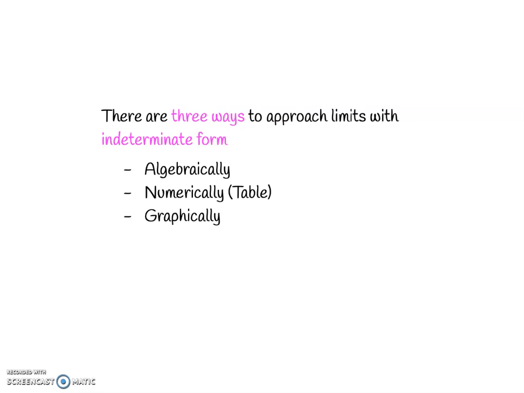Let's look at this function. If you look at the function, you'll notice that 6 is not in the domain of this function because it will give you an undefined number. So, in this case, this particular limit is classified as an indeterminate form. There are 3 ways that you can approach limits with an indeterminate form. You can approach it algebraically, numerically using a table, and graphically. You will need a graphing calculator for the numerical method and the graphical method. Please prepare those calculators. It will be one of the few moments you'll be able to use the calculator in AP Calculus.